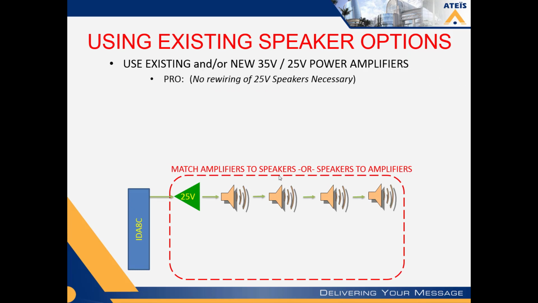Now, I said we can reuse your existing speakers. There are several ways to do this. The easiest way is we get to use the existing 25-volt power amplifiers that are already there. You're going to have at least one. There may be multiples. That is fine. However many you have, however many common area circuits you have, we just make sure we have the ID8 to handle it, and we should be good to go.